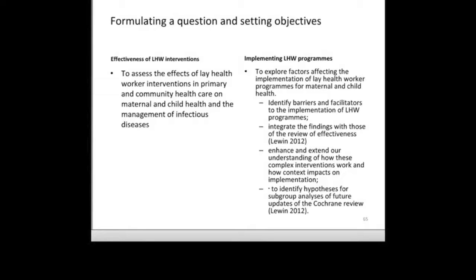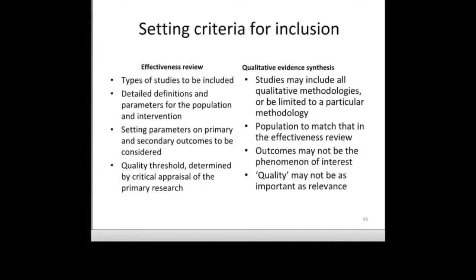In setting criteria for inclusion, there's some sort of standard procedure for effectiveness reviews. What you should describe is what type of studies you include. You would provide detailed definitions and parameters for both the population and the intervention. You would set out parameters on primary and secondary outcomes, where secondary outcomes might be relevant. And you take a position on what sort of quality measurement you would include on the studies that you have retrieved.